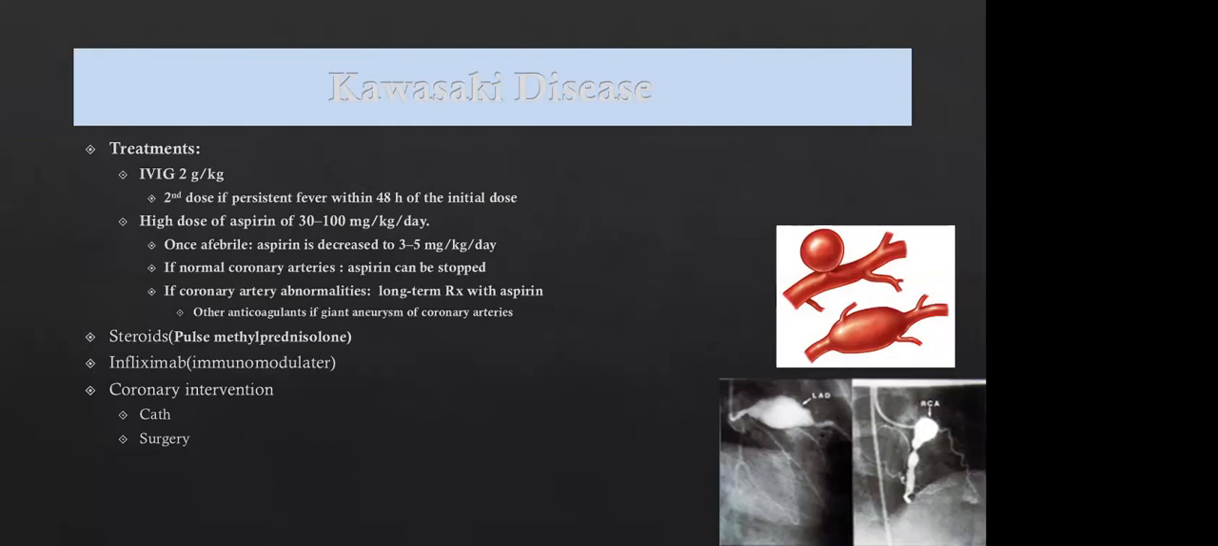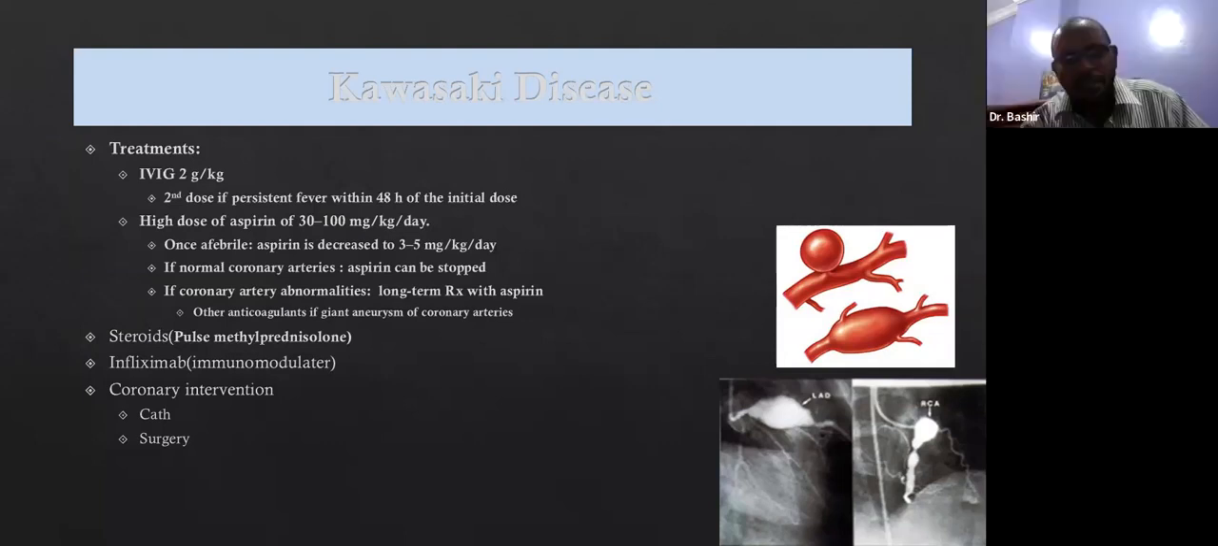Okay, Bashir, can you also shed some light on the poor prognostic factors for Kawasaki? Regarding Kawasaki disease, the typical one, aged 6 months to 5 years, will most likely respond to IVIG. If less than 6 months or more than 5 years, this is a very poor indication. Males also have a poorer prognosis than females.